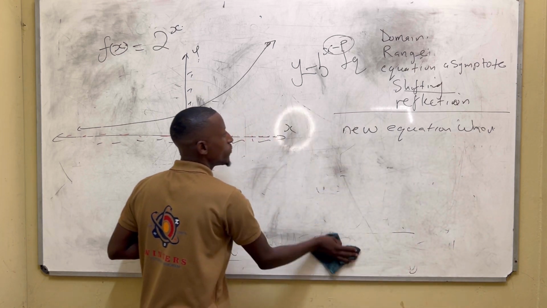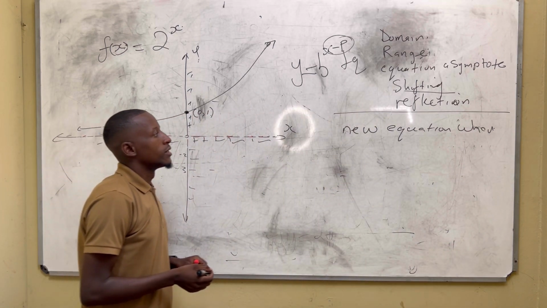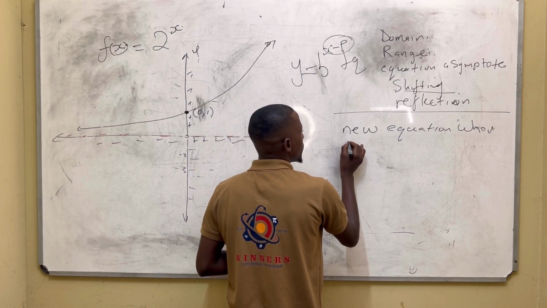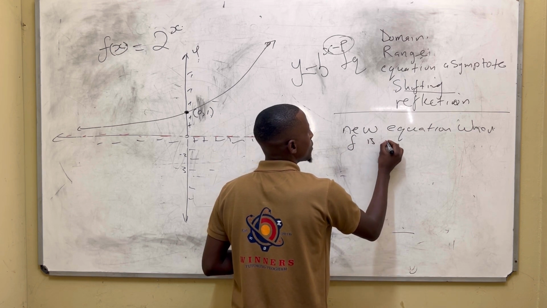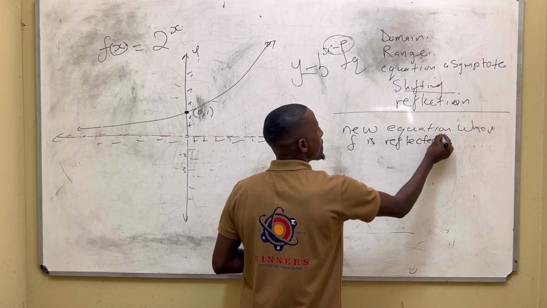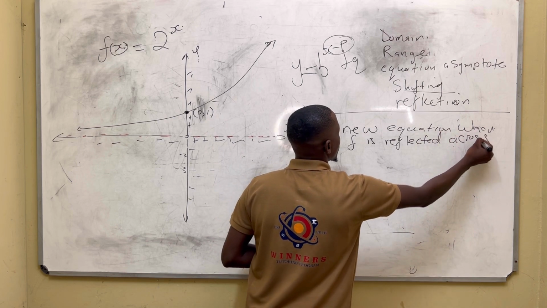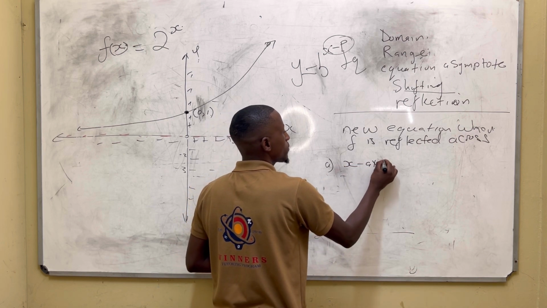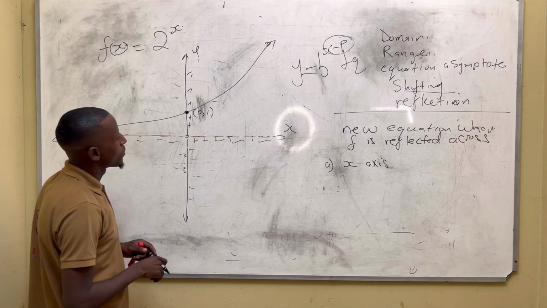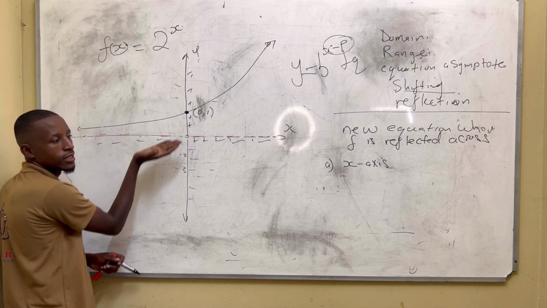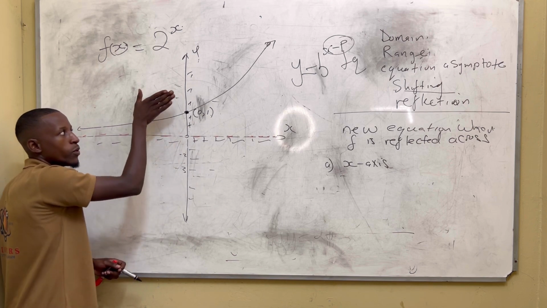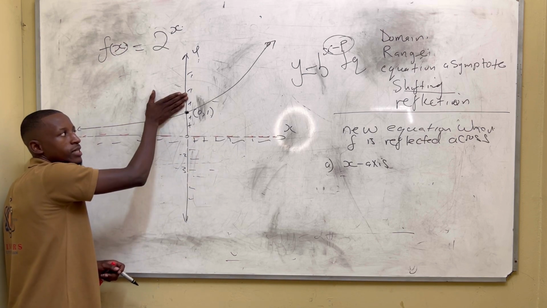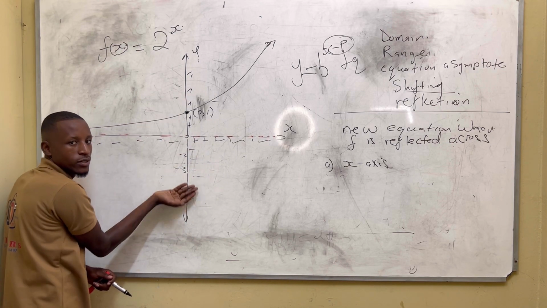So now we are moving to the reflection. They say a new equation when graph F is reflected across number 1, the x-axis. So if it was reflected across the x-axis, it's reflecting it in this way. Do you see my hand is moving up and down? It means the y values are the ones that are affected. Only the x values remain the same.